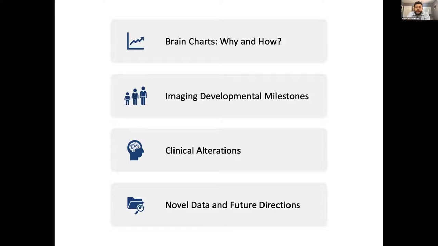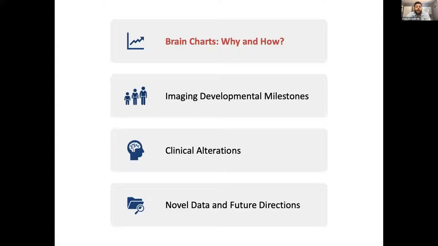Second, I'm going to show how we use brain charts to describe new neuroimaging-based developmental milestones. Third, I'll show how we use brain charts to characterize clinical alterations in patient groups. And finally, I'm going to discuss how brain charts can be used in tandem with novel data, and also where we want to take this work in the future.